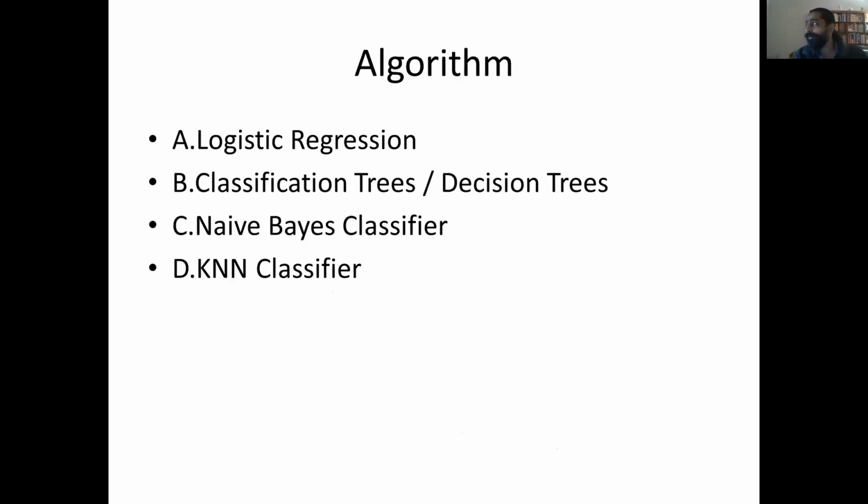Now, the algorithms I used: after going through a lot of models, I shortlisted four models: logistic regression, classification tree, naive-Bayes classifier, and KNN classifier. For XGBoost and other models, I found they were taking too much time, and I probably do not have the right kind of system. Maybe I will work on that later, increasing the database.